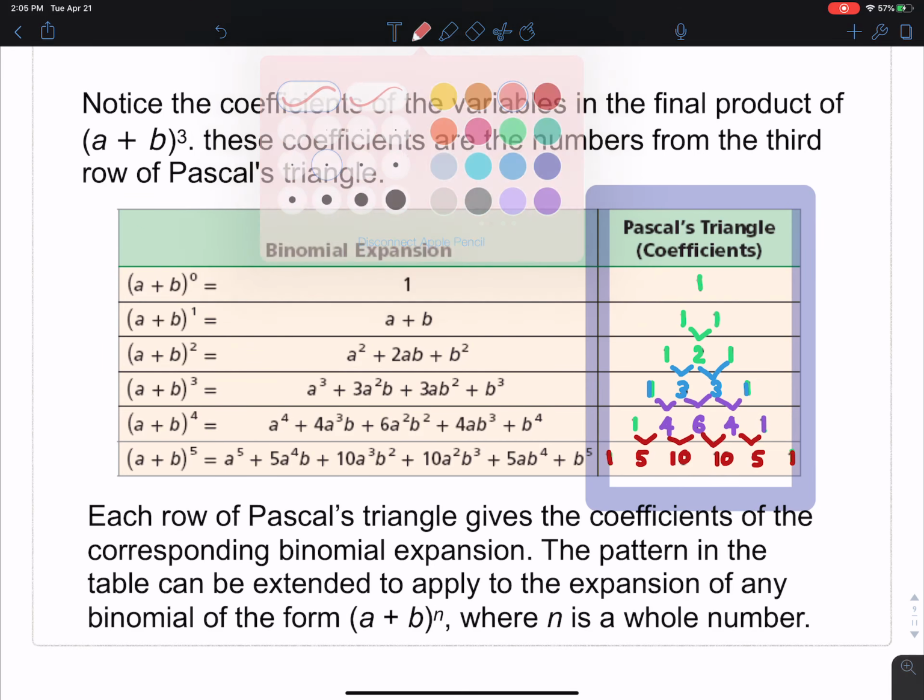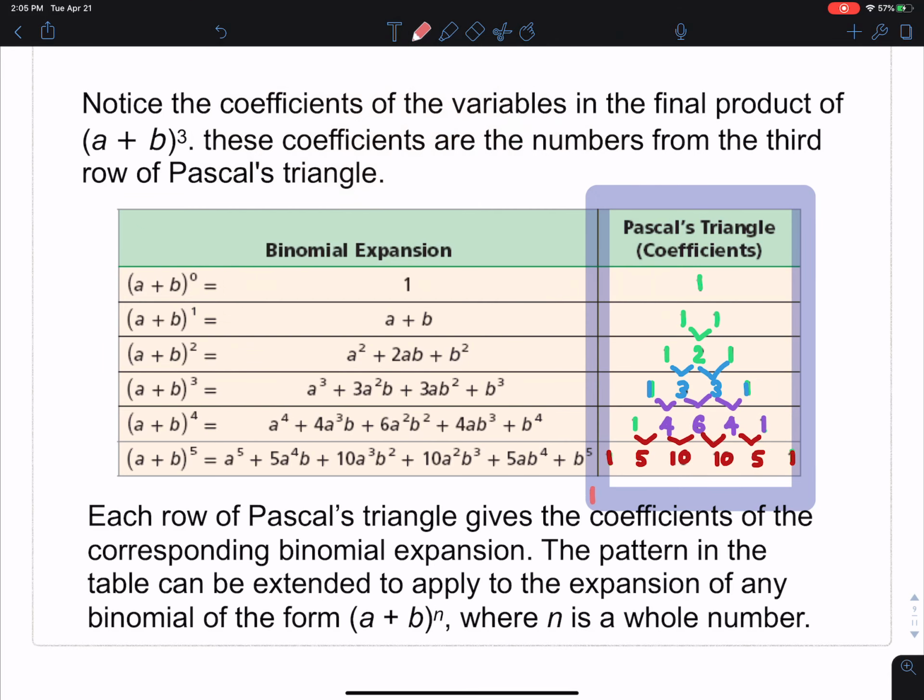So one last little example then. We'll have our 1s on the outside. So if we're looking for the next row, if we're looking for a plus b to the 6th power, 1 plus 5 is 6. 10 plus 5 is 15. 10 plus 10 is 20. 10 plus 5 is 15. And then 5 plus 1 is 6. So that's going to give us our coefficients for our next row using Pascal's triangle.